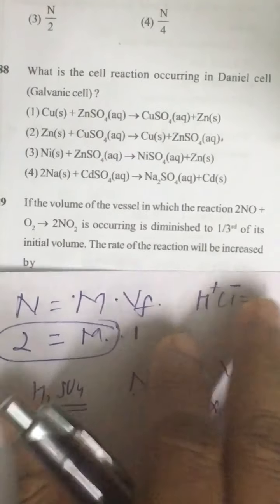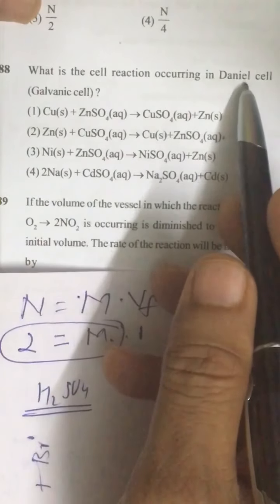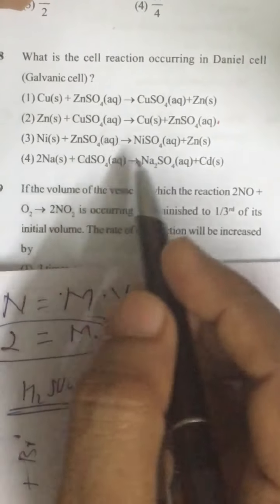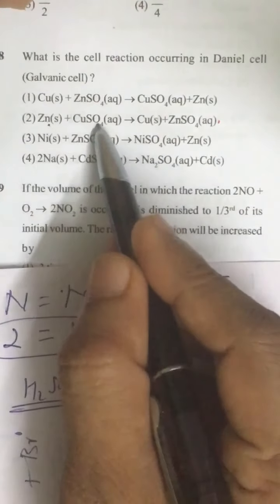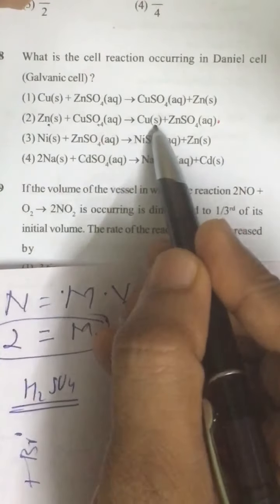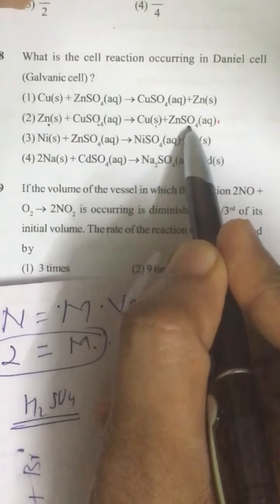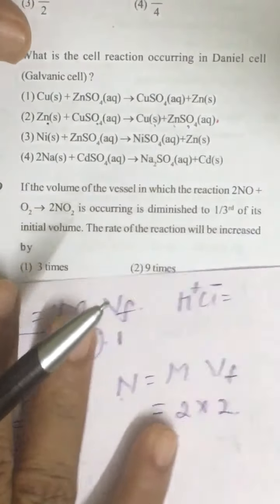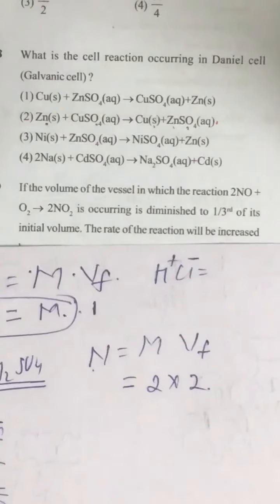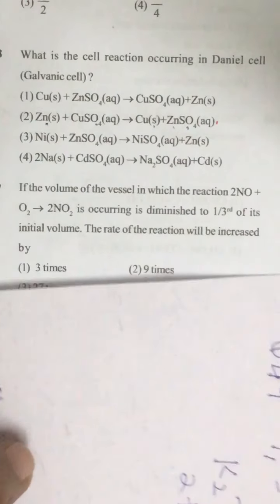Question number 88. The reaction which occurs in the Daniell cell, it is between zinc and copper. Zinc plus copper sulfate gives copper solid plus zinc sulfate. This is the reaction in the Daniell cell. That is a normal galvanic cell. This is also called a galvanic cell.